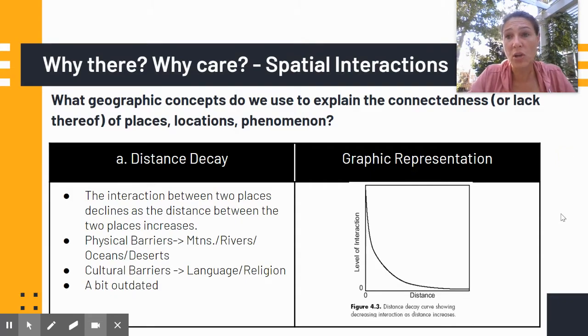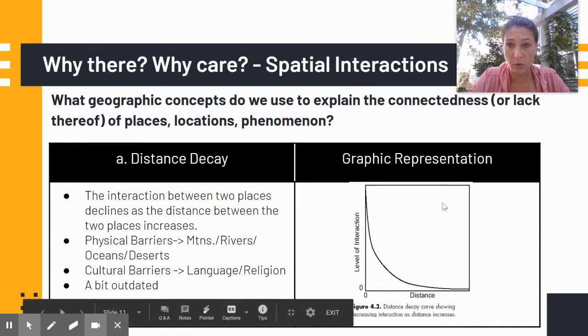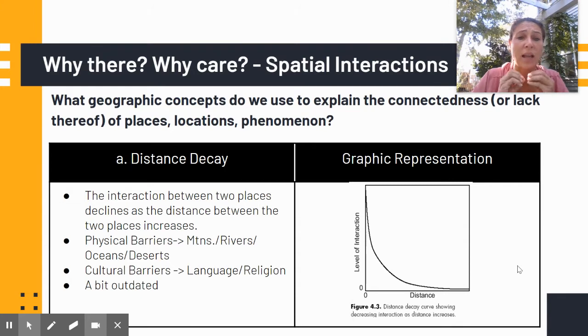All right, so when we're talking about spatial interactions, there's really two ways to talk about spatial interaction. The first one that I'm going to talk about is kind of outdated because of the second one. So distance decay, and it's represented by this graph right here. It's pretty simple. It just says that the interaction between two places declines as the distance between the two places increases. So you have less interaction with things that are further away.